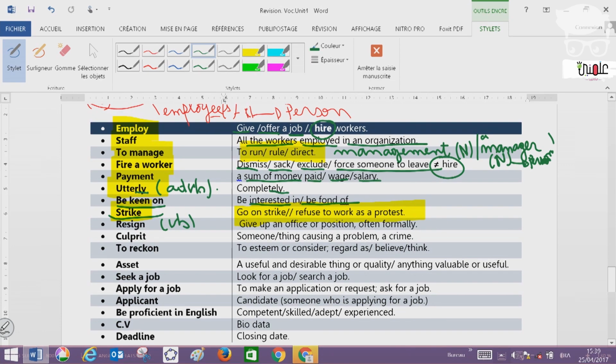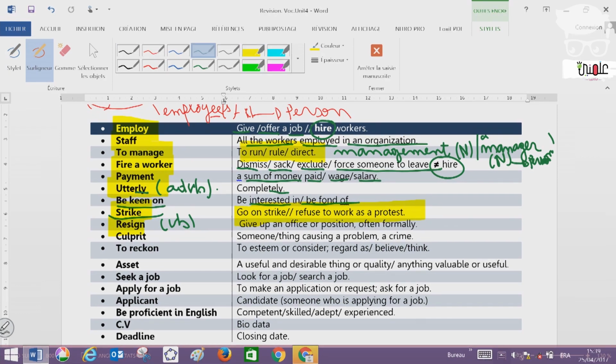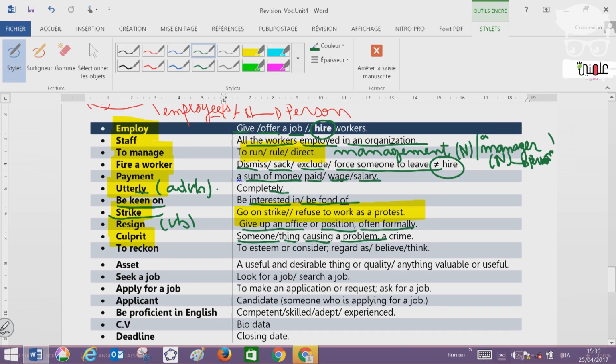The noun is a resignation. It's the fact of giving up a position, often formally. How formally? Written. Okay, culprit. What's a culprit? Someone, look here. There's always a culprit. That's someone or something causing problems. That means telling people what to do, what not to do.